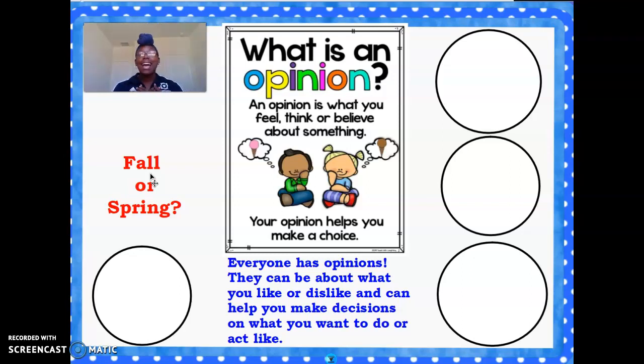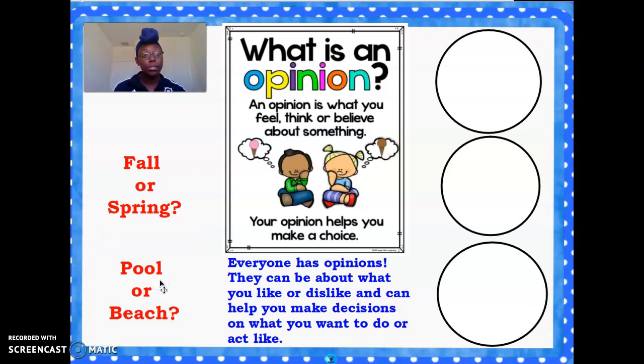My opinion is I love fall because it starts to get cooler outside. You can drink hot chocolate, you can go on hay rides, and you can wear comfy sweaters and boots. So that's my opinion, I like fall. Here's the next one. Do you like pools or the beach? My opinion is that I like the beach more because you can sit in the sand, you can look up at the sky, and you can go into the water in the ocean. So I love the beach.